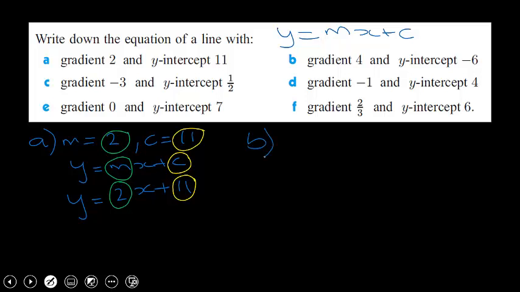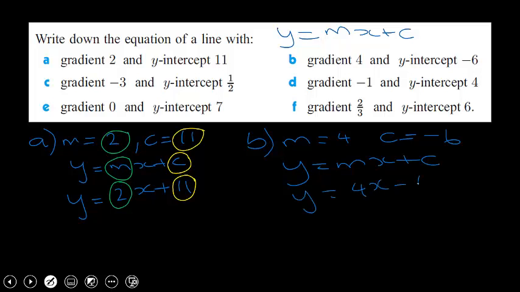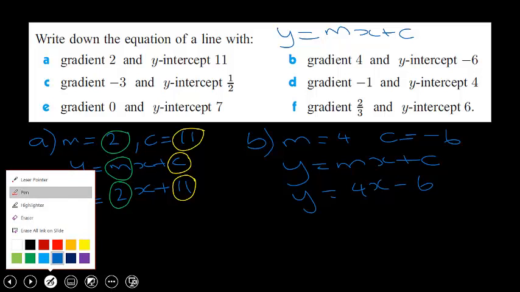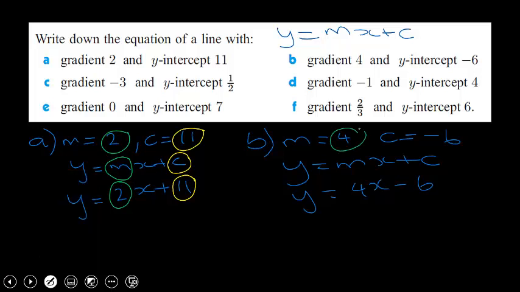Question B, m equals 4 and c equals minus 6. y equals mx plus c, so y equals 4x minus 6. Again, m is 4, so it all gets substituted. C is minus 6, so it all gets substituted.